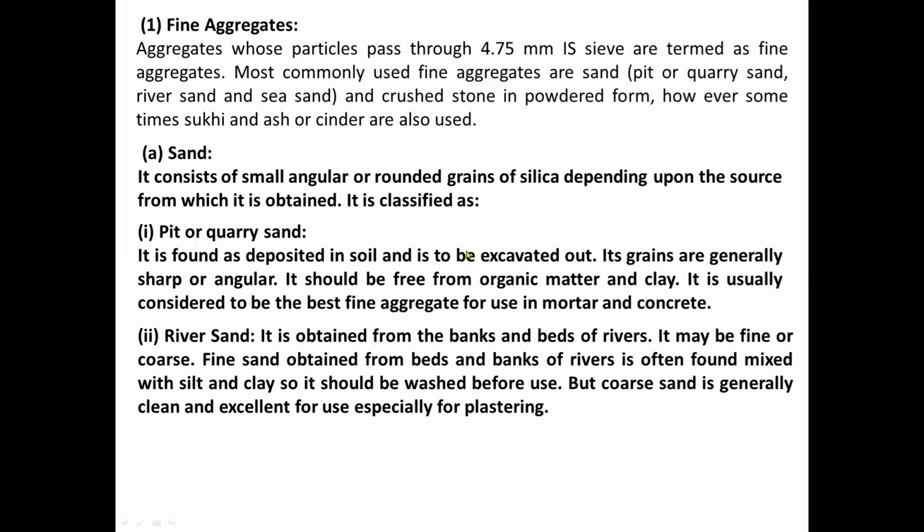River sand, it is obtained from the banks and beds of rivers. It may be fine or coarse. Fine sand obtained from beds and banks of rivers is often found mixed with silt and clay, so it should be washed before use. But coarse sand is generally clean and excellent for use, especially for plastering.